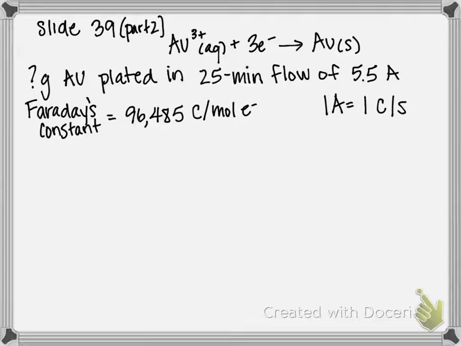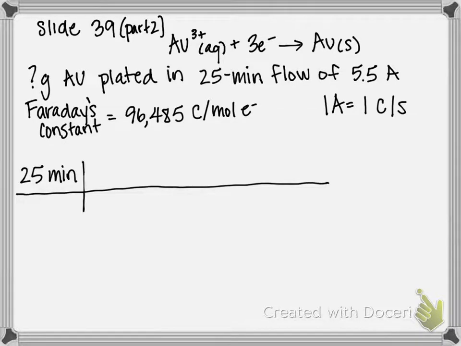So first things first, in this reaction we're going to be starting with the 25 minutes. That's going to be the first number that we plug in to our basically dimensional analysis conversion. So 25 minutes, we need to get minutes into seconds because 1 amp is a coulomb per second. So let me draw my line here. We know that in 1 minute there are 60 seconds. So that cancels out minutes. And then I'm in units of seconds.